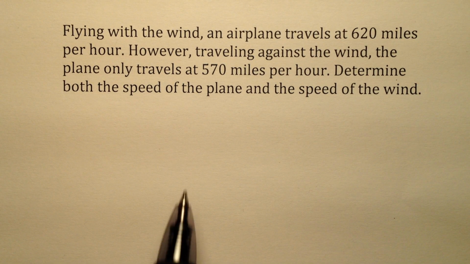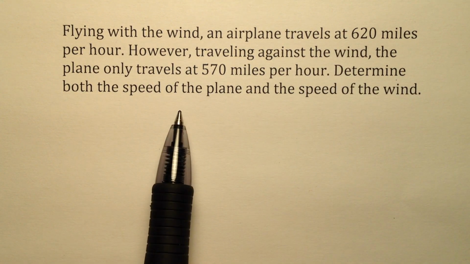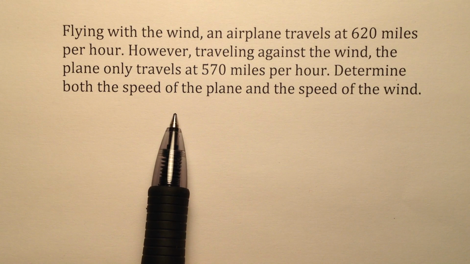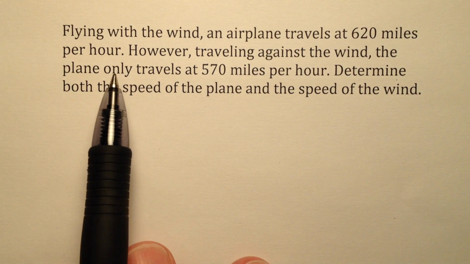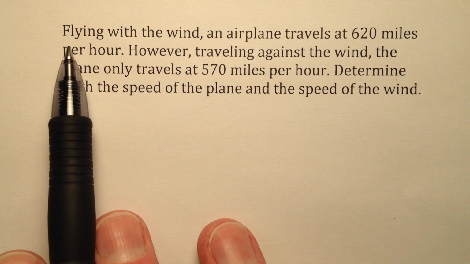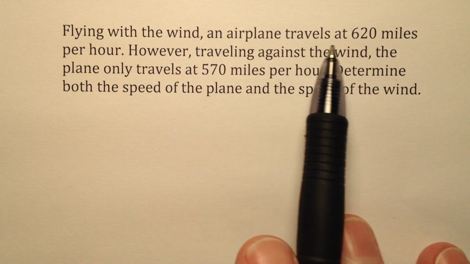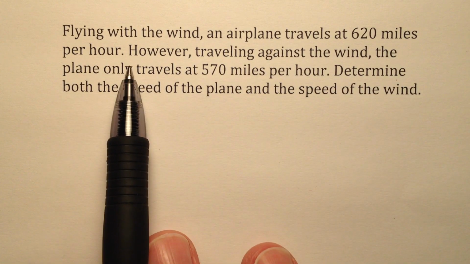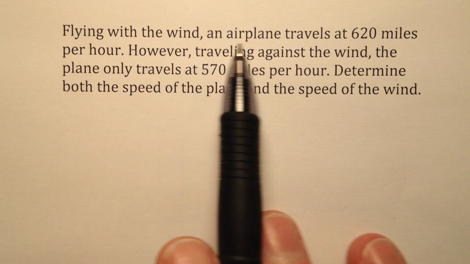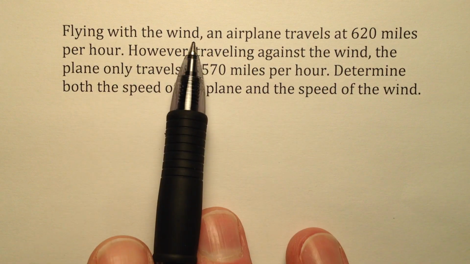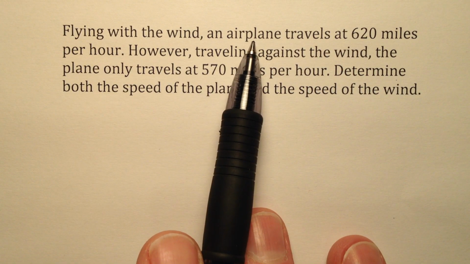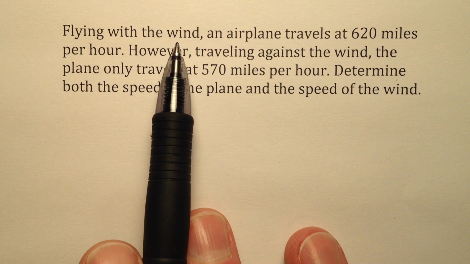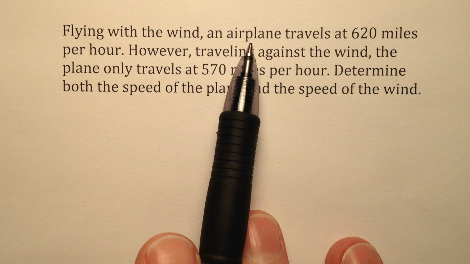In this example, we're going to read through this situation, define a couple of variables, and then write and solve a linear system. So let's go ahead and read what we have. Flying with the wind, an airplane travels at 620 miles per hour. So when a plane is traveling with the wind, that means the wind and the plane are going in the same direction, and the wind is kind of helping to push the plane along a little bit.